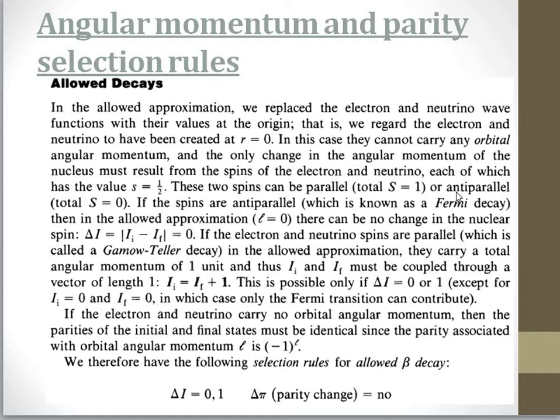So when L is equal to 0, we call that decay an allowed decay. It is a technical term. Not all allowed decays are physically allowed. Anyway, when L is equal to 0, we call it an allowed transition. And if the spins are anti-parallel, or when S is equal to 0, we call that transition Fermi decay. That decay process is Fermi decay.